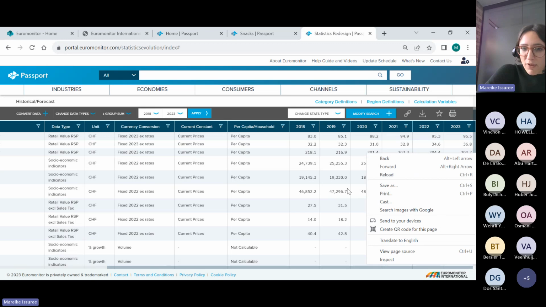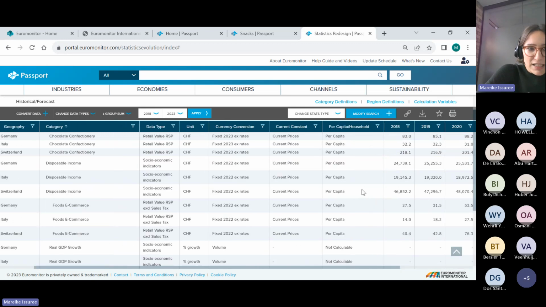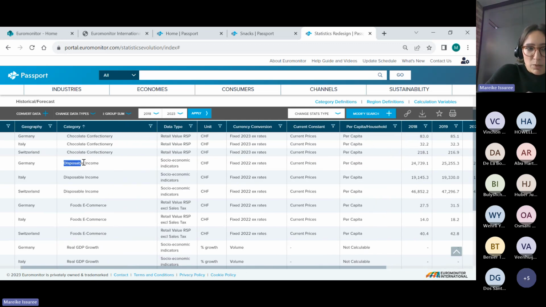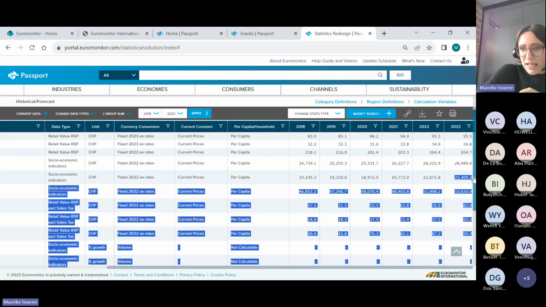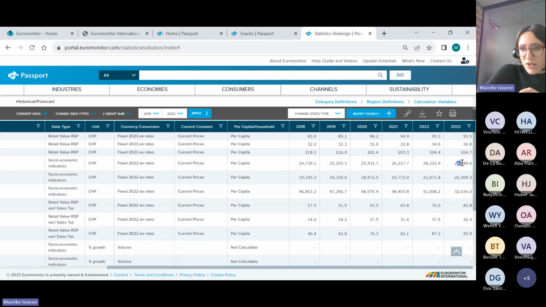Now we can also directly compare the other indicators where we can look at disposable income. So we could see that, of course, there's a much higher disposable income in Switzerland compared to Italy and compared to Germany. So we are looking at 52.6 thousand Swiss francs versus 22,000 in Italy, for example.